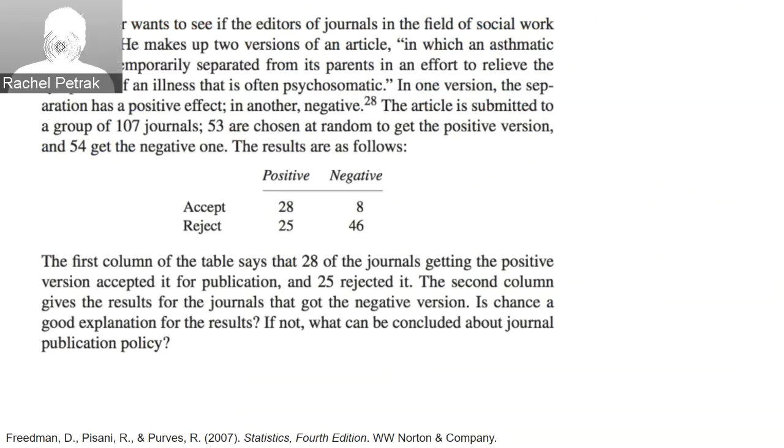One more problem. A researcher wants to see if the editors of the journals in the field of social work are biased. He makes up two versions of an article in which an asthmatic child was temporarily separated from its parents in an effort to relieve the symptoms of an illness that is often psychosomatic. In one version, the separation has a positive effect, in another, negative. The article is submitted to a group of 107 journals. 53 are chosen at random to get the positive version, and 54 get the negative one. And we have their results here.